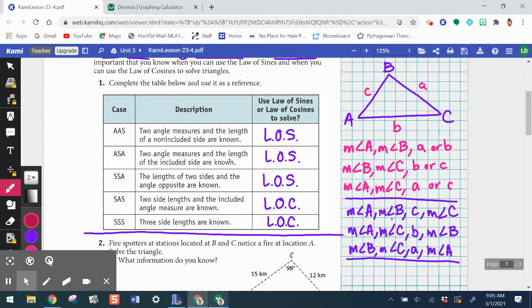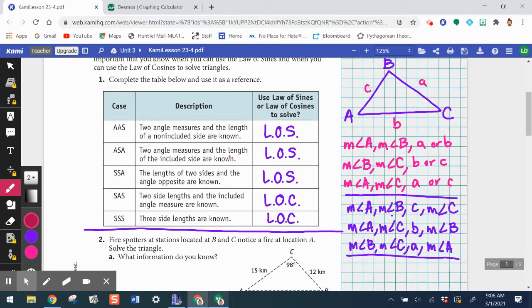For the case side-side-angle, we will know the lengths of two sides and the angle opposite one of those sides. So for example, again, given this triangle, if we knew the length of a and also the length of b and one of the angles opposite of it. So one combo, if we knew the measure of a, we knew the measure of b, and we knew the measure of the angle opposite either of those sides, we could use the law of sines.